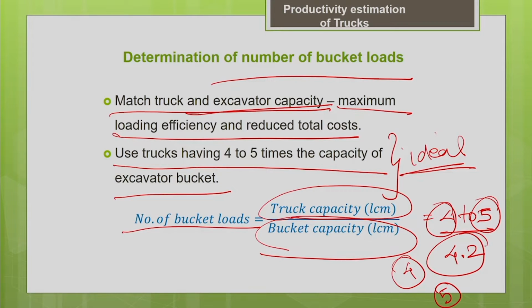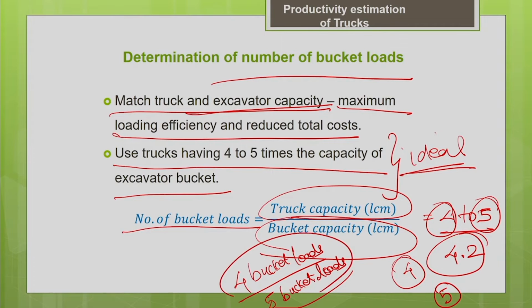But if it is greater than 4.5, in that case it is better to work out the economics of both the cases. That if I go for 4 bucket loads, what will be the unit production cost? If I go for 5 bucket loads, what will be the unit production cost? It is always better to work out the economics of both the cases and make the choice.